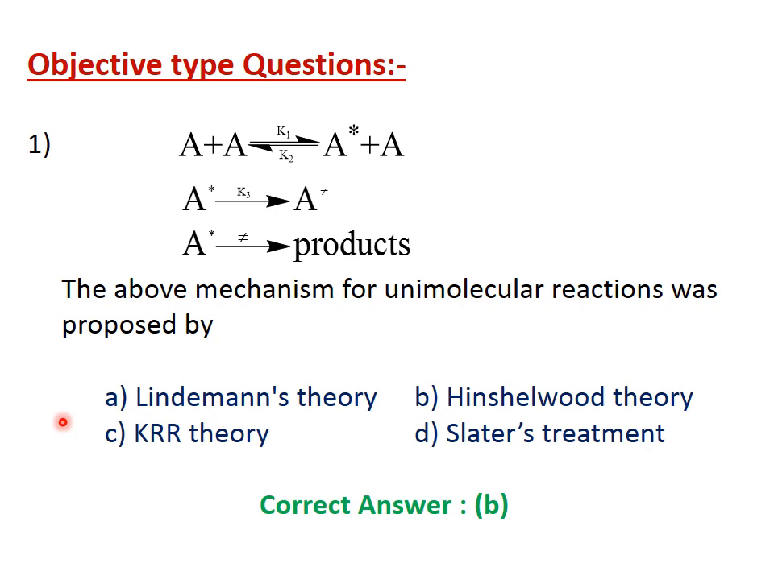Today we are going to discuss the objective questions in chemical kinetics part 2. Question number 1. A plus A reversible arrow A star plus A star gives A double dagger, and A double dagger gives product. The above mechanism of unimolecular reaction was proposed by Lindemann theory, Hinshelwood theory, RRK theory, or Slater treatment. The correct answer for the question is B. அதாவது Hinshelwood theory தான் இந்த மெக்கானிசத்தை வந்து ப்ரொப்போஸ் பண்ணது.